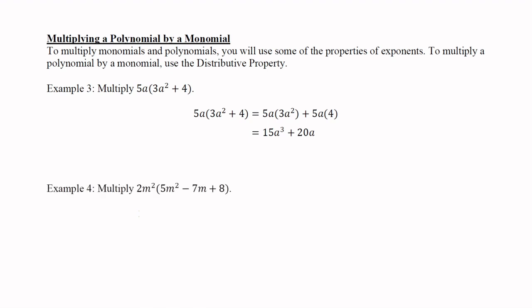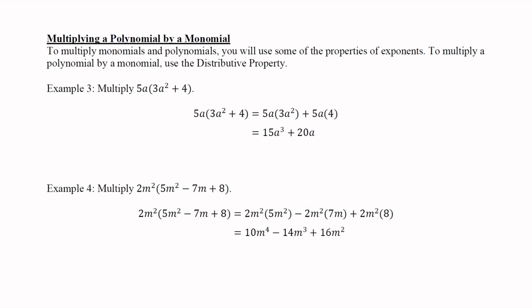Let's multiply 2m squared times the quantity 5m squared minus 7m plus 8. So we'll start off by distributing the 2m squared to each of the three terms. Then we're going to multiply each set. So when we multiply 2m squared times 5m squared, we get 10m to the fourth. Negative 2m squared times 7m gives us negative 14m to the third. And then 2m squared times 8 gives us 16m squared.